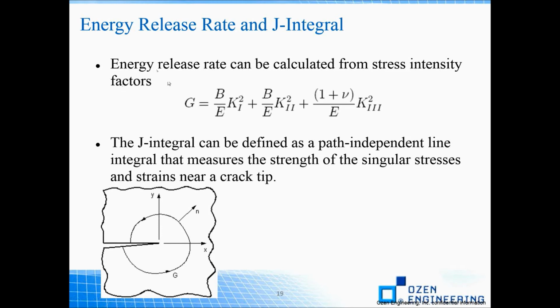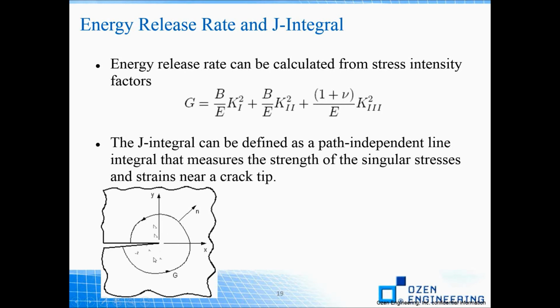So if we would like to go through all these parameters very briefly, first, the energy release rate can be calculated from stress intensity factors and also using the J integral. The J integral can be defined as a path-independent line integral that measures the strength of the singular stresses and strains near a crack tip.